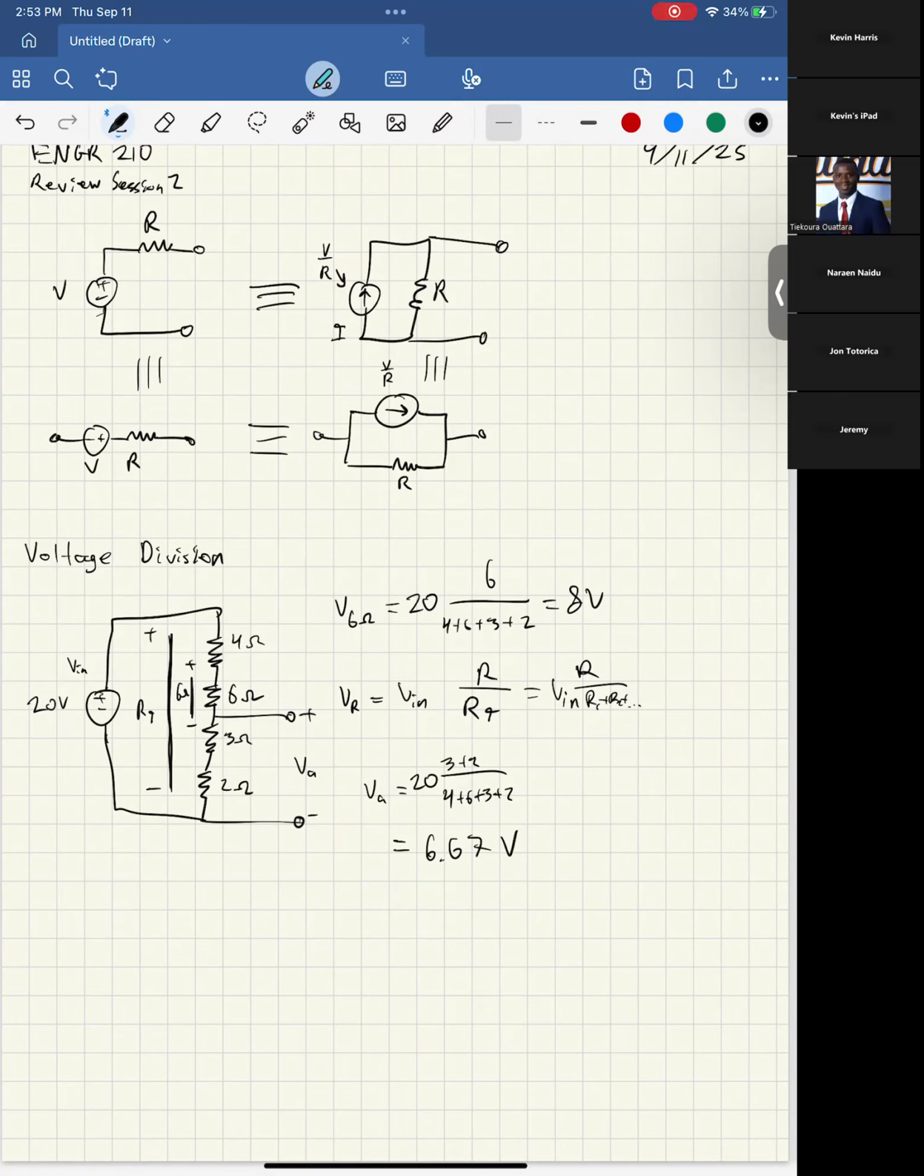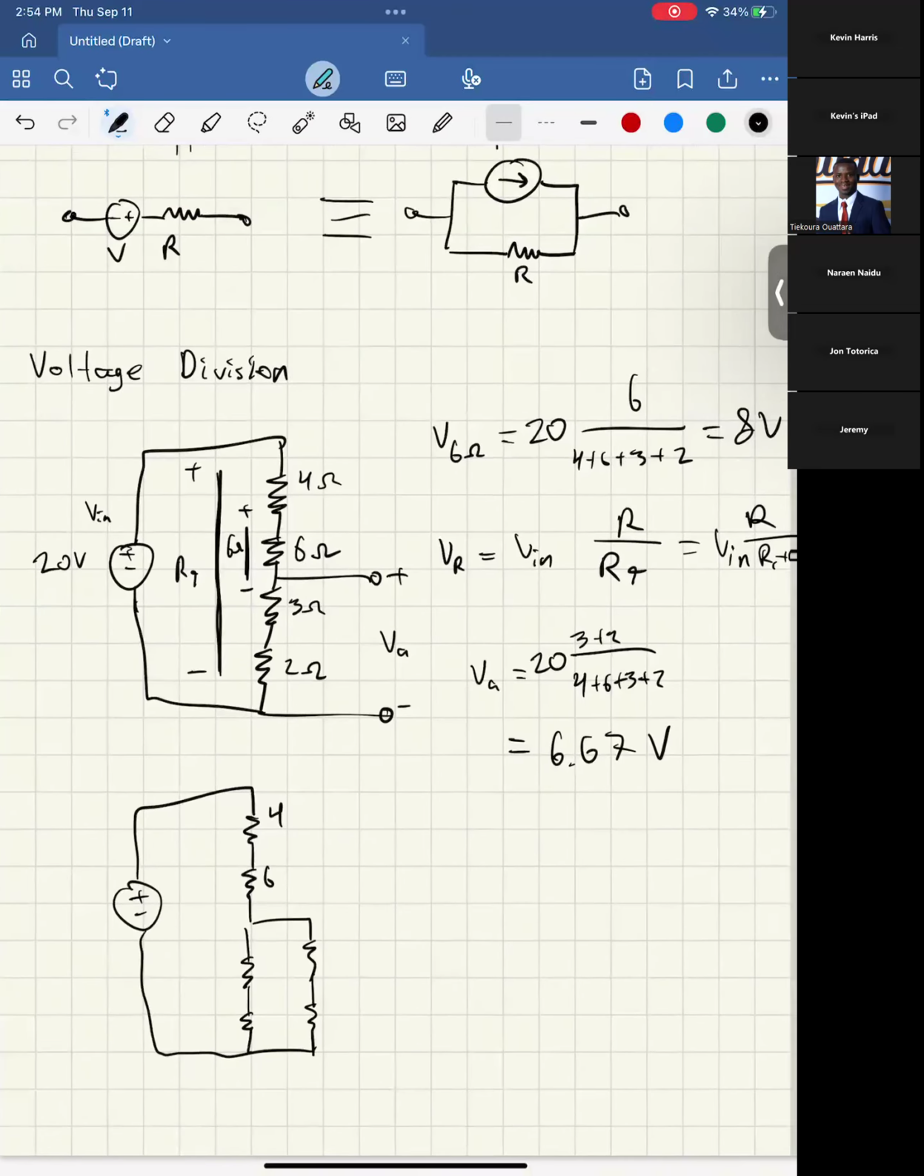I have a question. Yeah. So let's say we had a branch of resistors in parallel connected to that six resistor, which is the one that we are looking for the voltage of. What would we do? So if you had something like this, is that what you mean? What I drew here? Yes. Okay.